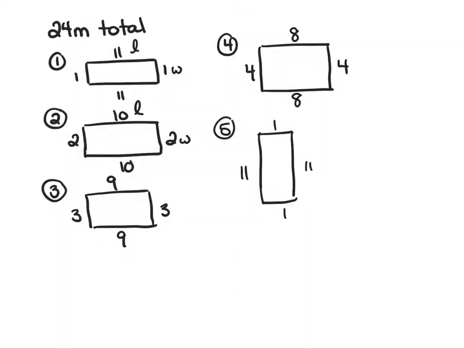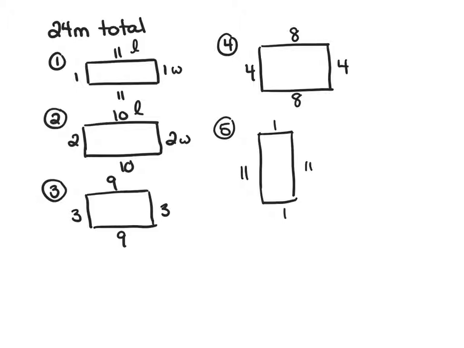Okay guys, so I just did this on a different sheet of paper, but I did a couple of examples. You can see here my first one has a width of 1 and a length of 11. And you'll notice it all adds up to 24. 1 plus 1 is 2. 11 and 11 is 22. So 22 plus 2 is 24 altogether. Same with number 4. We have 4 and 4, 8 and 8. 8 and 8 is 16, plus another 8 is 24. So all of these are different examples of rectangles that add up to a perimeter of 24 around.